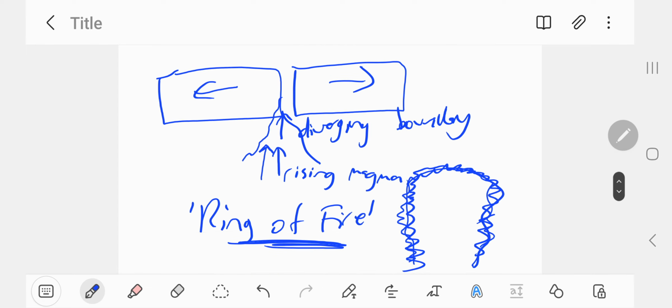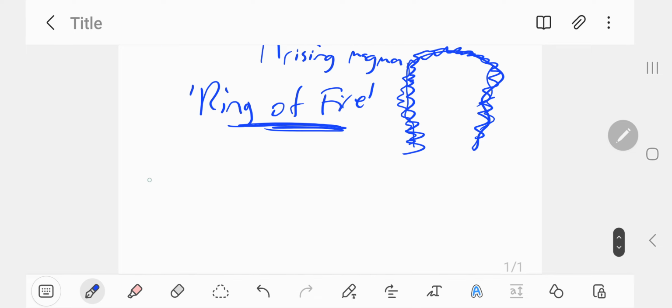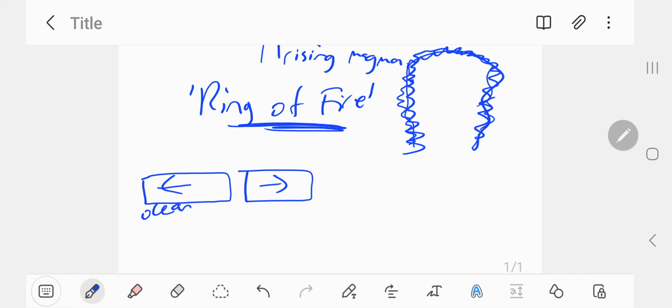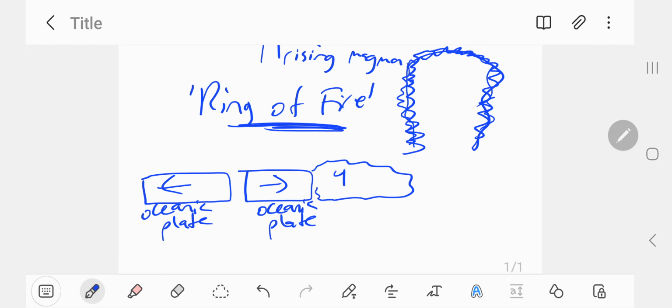Now with diverging boundaries, as I've drawn up here, I'll redraw it a bit neater. I've got two oceanic plates here moving apart. That exposes magma. Now let's suppose you've got a land mass here, with trees, houses, whatever. It's a continental plate. So an oceanic plate heading towards a continental plate will subduct here, forming an ocean trench.